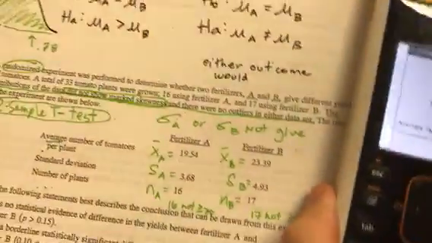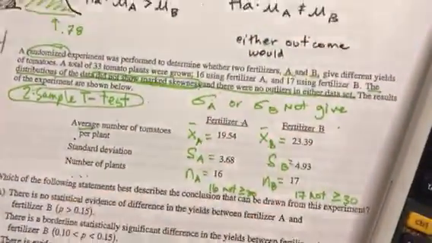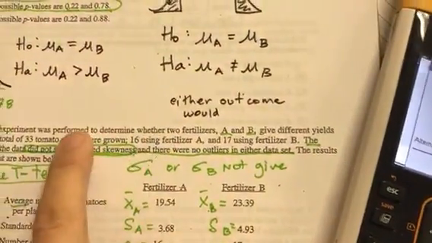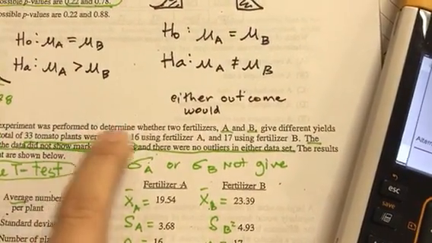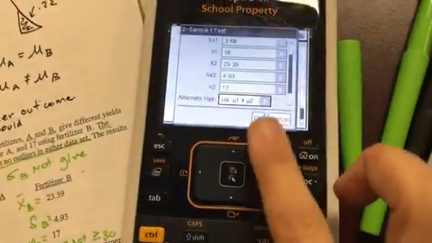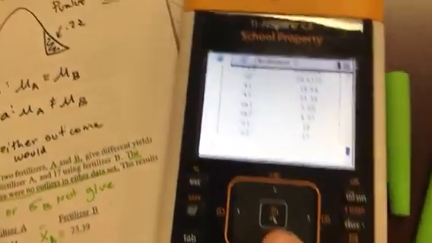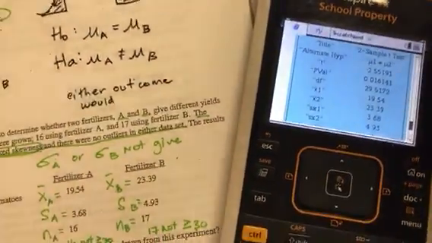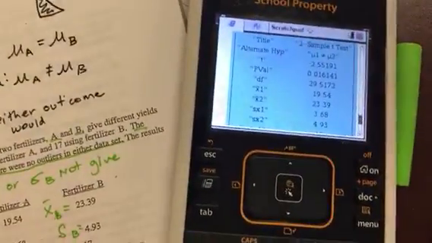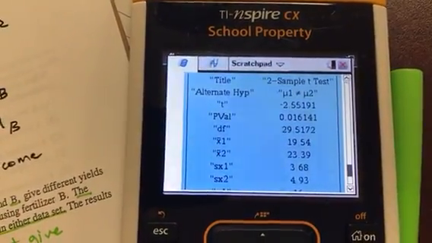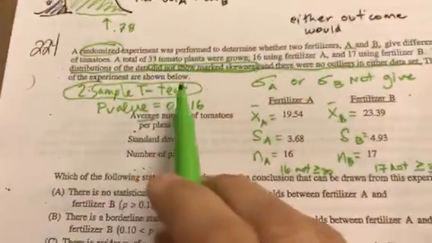Now, nothing in the question shows any results as to whether or not I'm determining a one-sided or a two-sided. So I'm going to assume it's a two-sided test. And this experiment was performed to determine whether the two fertilizers are different from one another. And so I don't know if one's supposed to be better than the other. So I'm going to stay with the two-sided test. Leave that no there. Hit enter. And there we go. So I got my p-value. My p-value is 0.016. Okay. So I did a two-sample t-test.